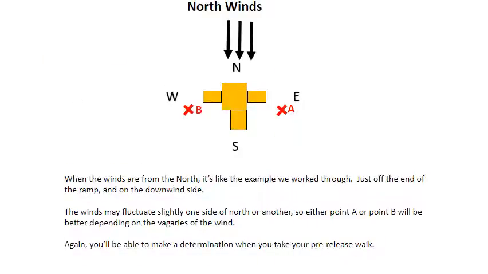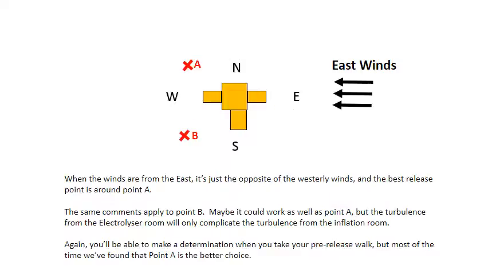When the winds are from the north, it's like the example we worked through, just off the end of the ramp and on the downwind side. The winds may fluctuate one side of north or another, so either point A or point B will be better depending upon the vagaries of the wind. Again, you'll be able to make a determination when you take your pre-release walk.